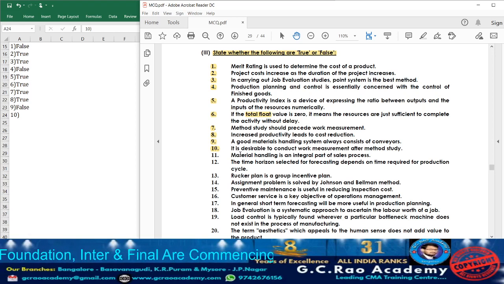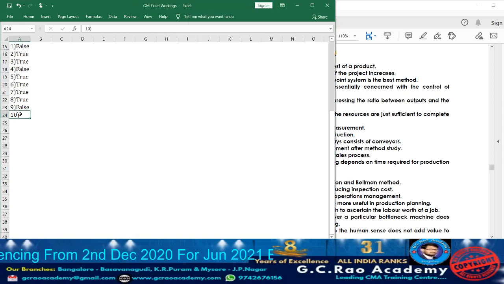See here statement 10. What are they telling? It is desirable to conduct work measurement after method study. Means once the method study is completed, only then the work measurement has to be performed. So again, tell me now whether the statement will be true or false. The statement will be true.